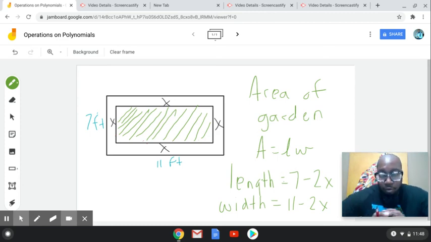So if you want to pause it right now, rewind it back to make sure you understand what was going on, then you can. Okay. Now here's the thing. I'm going to go to the next page.